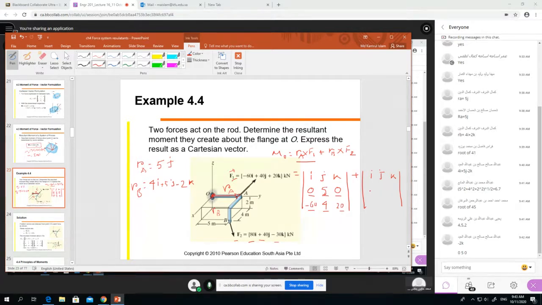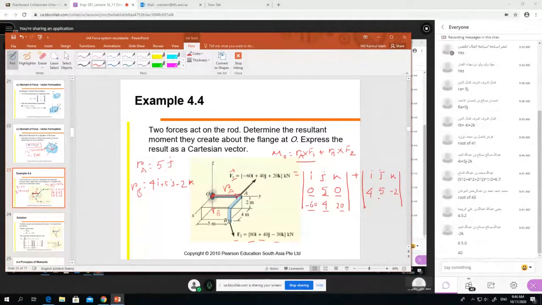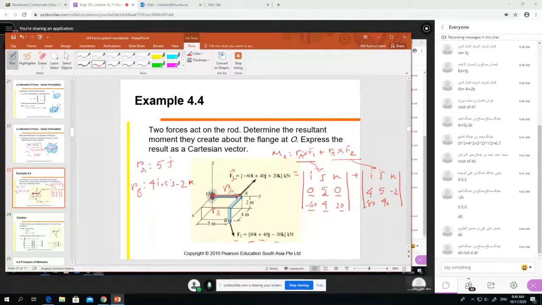Can you tell me what should I write down here for RB? 4, 5, minus 2, and this is for this portion, this is for this portion, and this is for this part. Okay, for F2, what is 80? I equal to 80, J 40, and it is minus 30, right? Now solve these two determinants and tell me the result. You solve this problem and tell me the result.